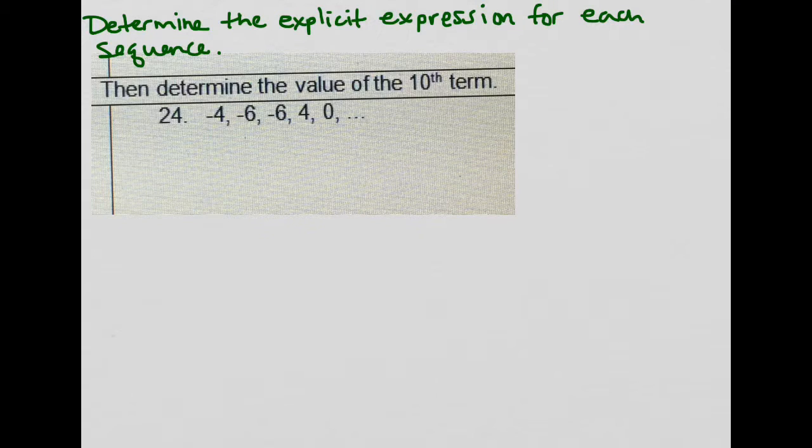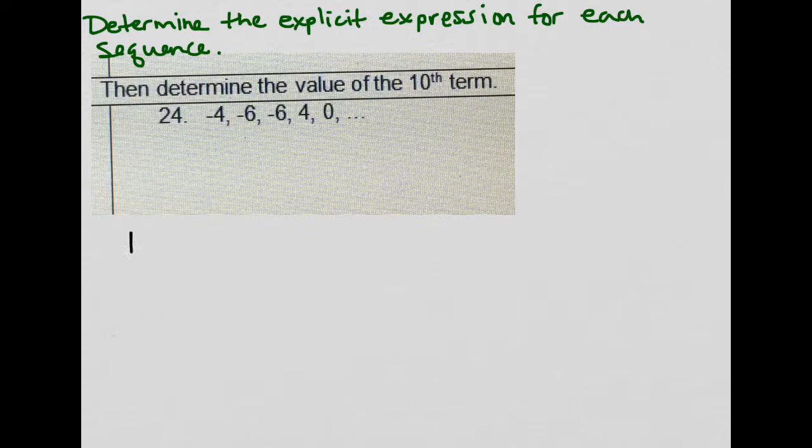Alright, let's look at problem number 24. So the directions say, determine the explicit expression for each sequence. Then we wanted to find the value of the 10th term. So one of the ways to do this is to go ahead and set yourself up a table of values.